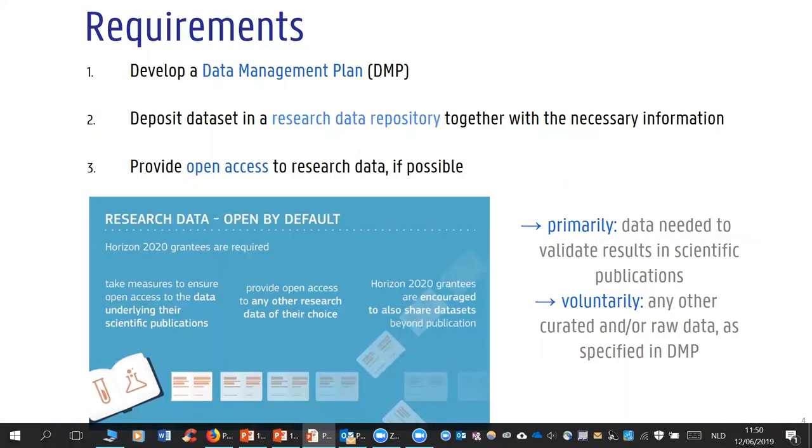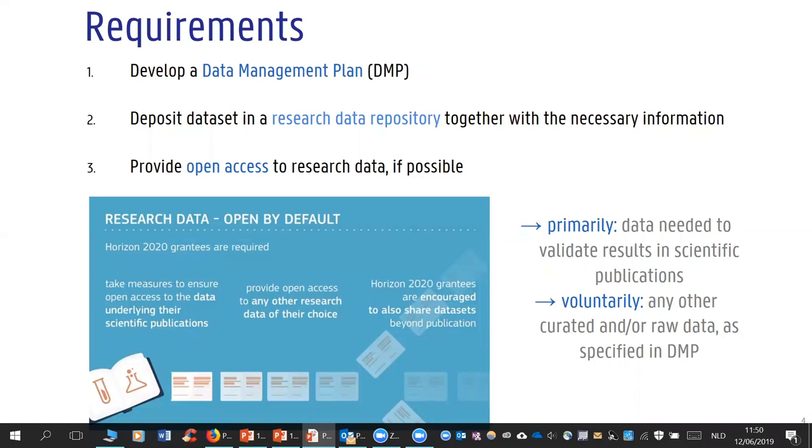So what are the requirements of the Open Research Data Pilot? Well, first of all, you have to develop a data management plan, which explains what data you will generate and how you will handle it. Then you should deposit a data set in a research data repository with the necessary information to understand what your project is about, what the data is about, and what you did to the data. If possible, provide open access to the research data, so make it available for everyone.